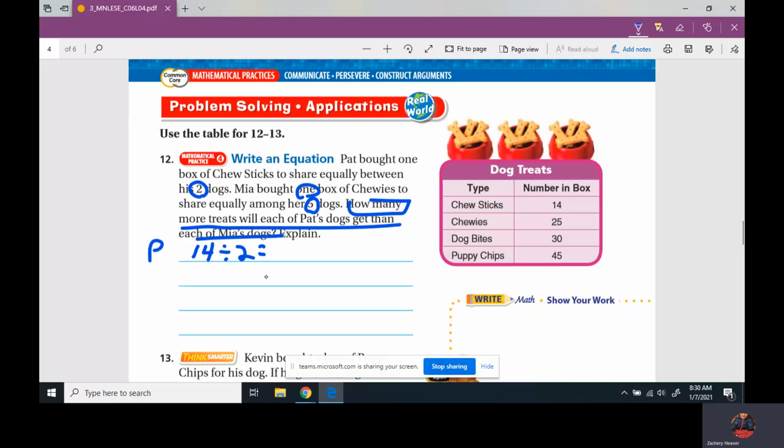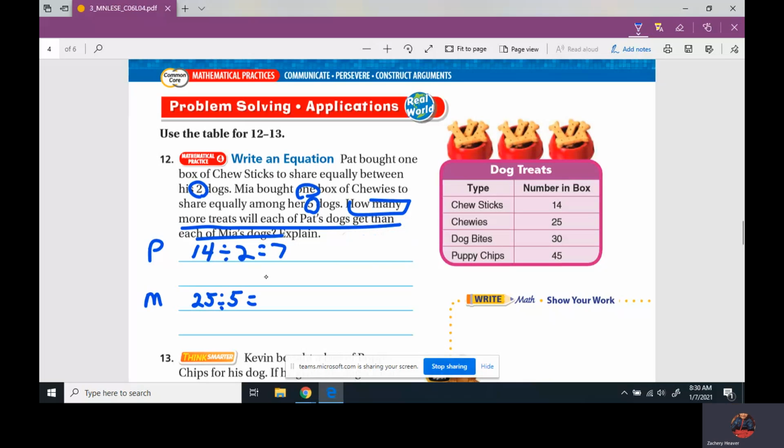If we skip count by 2 to 14, we have 2, 4, 6, 8, 10, 12, 14. We have 7. So Pat's dogs are going to get 7 apiece. Mia bought 1 box of Chewies to share among 5 dogs. So Chewies, and this is Mia. Mia bought 1 box of Chewies, which is 25, and she has 5 dogs.